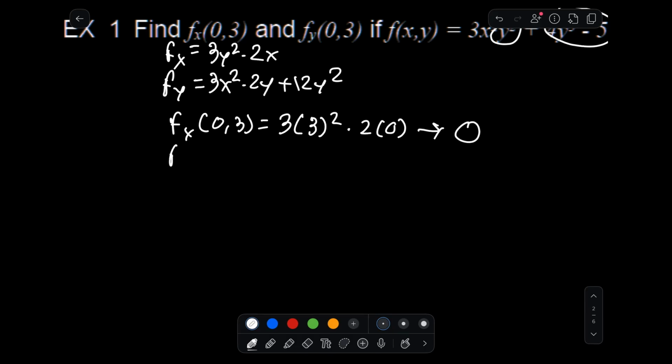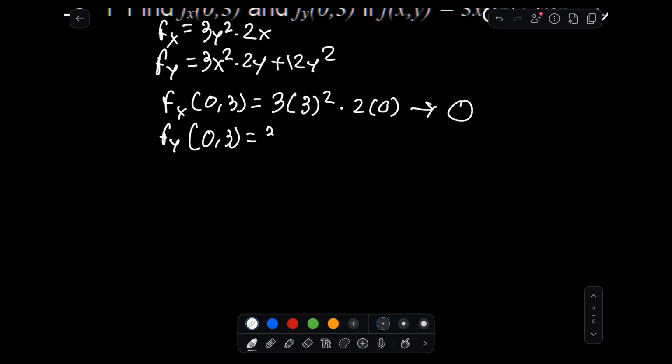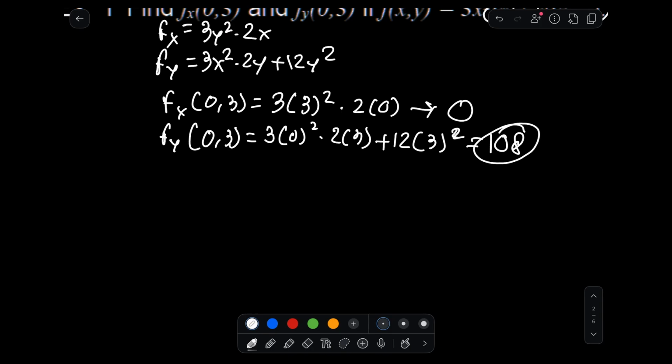This goes to 0. And this goes to a value that I should be able to derive really quickly. This is kind of tedious, of course, but a lot of the basics are tedious, and we get our results, 0 and 108, for f sub x and f sub y.